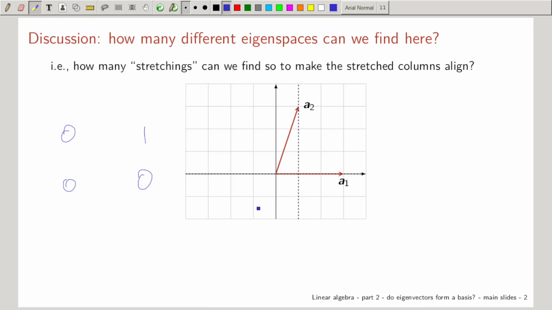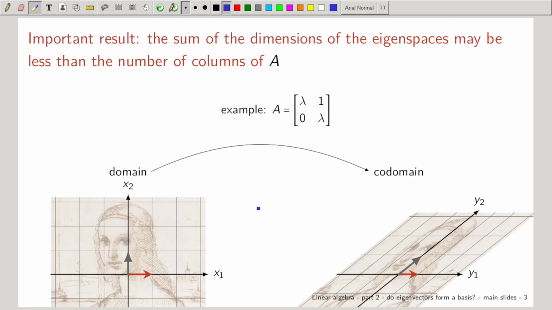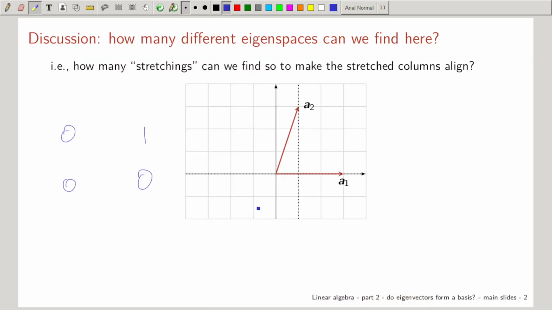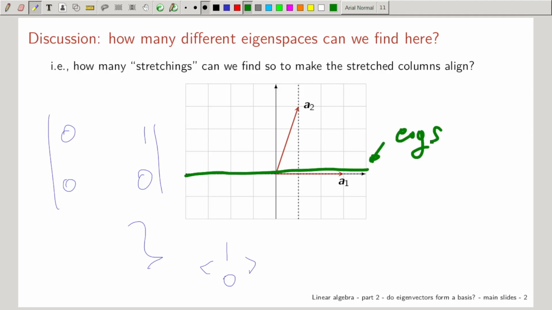Now, how do I find the eigenvectors? I need to find the kernel of this stuff, true? What is the kernel of this stuff here? One, zero, true? The kernel of this stuff is this one. This is my eigenspace associated to lambda equals to 3. Are we together?